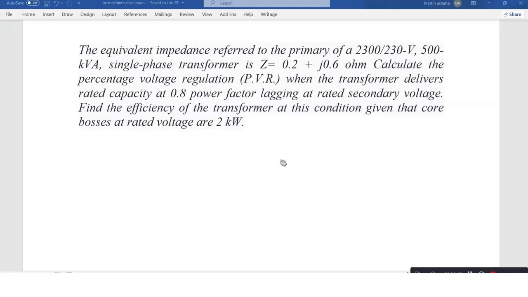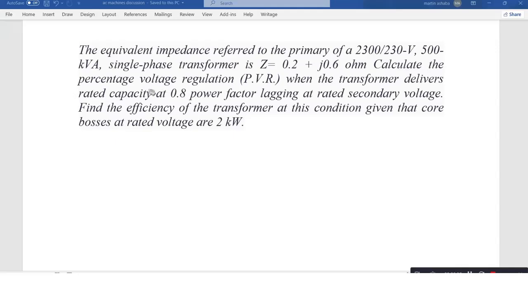So the guiding question says, the equivalent impedance referred to the primary of a 2300/230 volts 500 kVA single-phase transformer is Z equal to 0.2 plus the reactance is 0.6. So the imaginary part is 0.6, the real part is 0.2, which comprises the resistance.